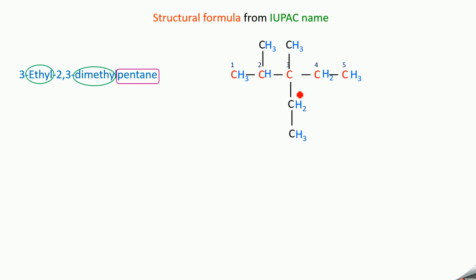This is how you have to write the structural formula. You start from the parent hydrocarbon, then you go to the substituents and the functional groups. Then it will be easy to write the structural formula. So this is about the nomenclature of IUPAC, that is isomerism, that I have discussed in this video.